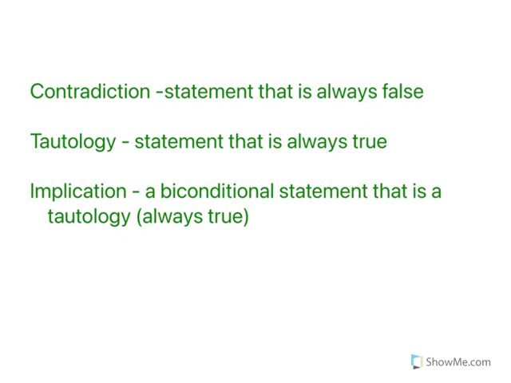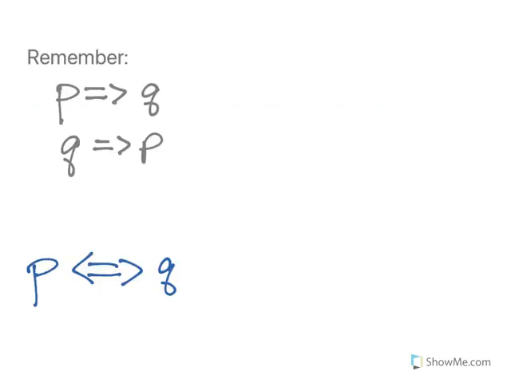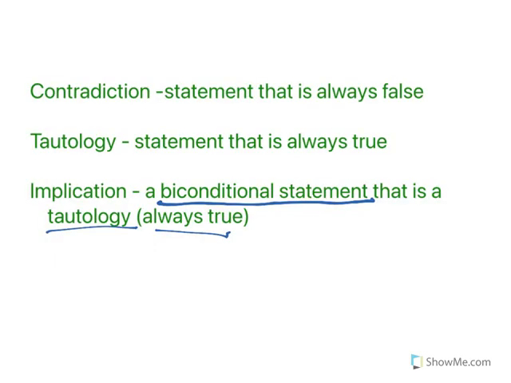That's a thing. Implication. An implication is a biconditional statement. So we're getting into a specific type of statement that is a tautology, always true. A tautology is just a statement that is true, and if we get even more specific, if it's a biconditional statement that is always true, then it is an implication. Okay, so let's go back to the contradiction.